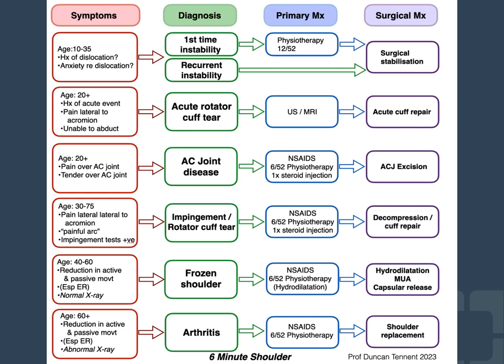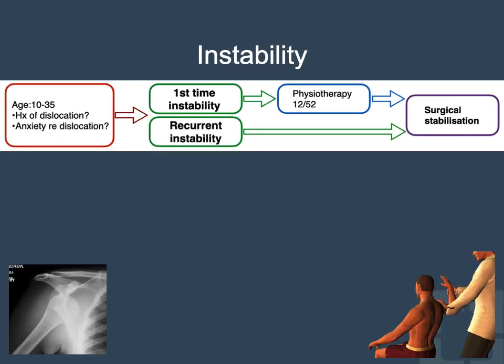This very busy slide is actually a simple summary of everything you need to know. It takes you through the symptoms with a presumptive age that can be quite useful, a diagnosis, and then the primary management, and then really what we're going to do with them if they fail primary management. We'll break this down diagnosis by diagnosis, starting with instability.